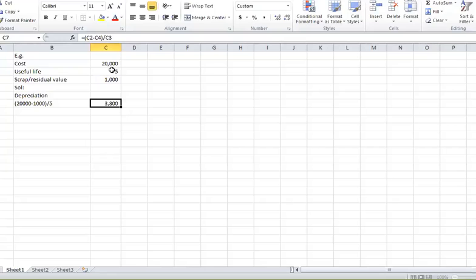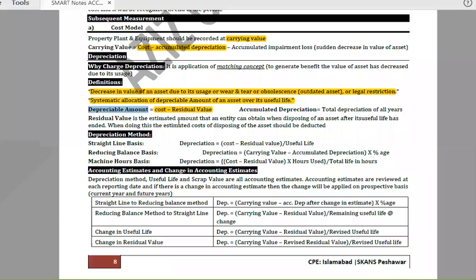So now, the depreciation is 3,800. We will always calculate depreciation on cost minus residual value or scrap value divided by useful life. Accumulated depreciation: depreciation of all years is called accumulated depreciation. Total depreciation of all years is called accumulated depreciation.